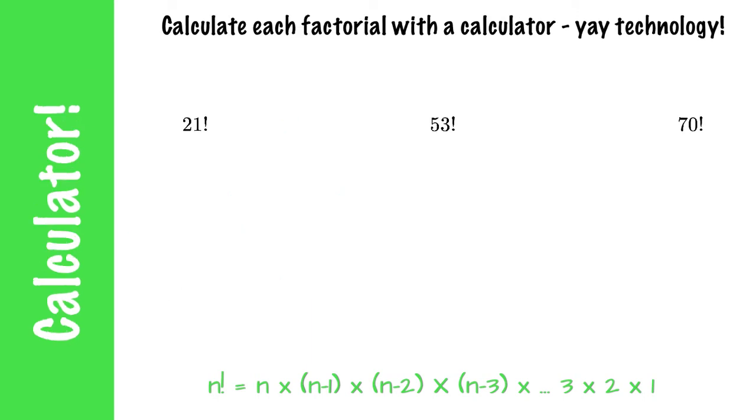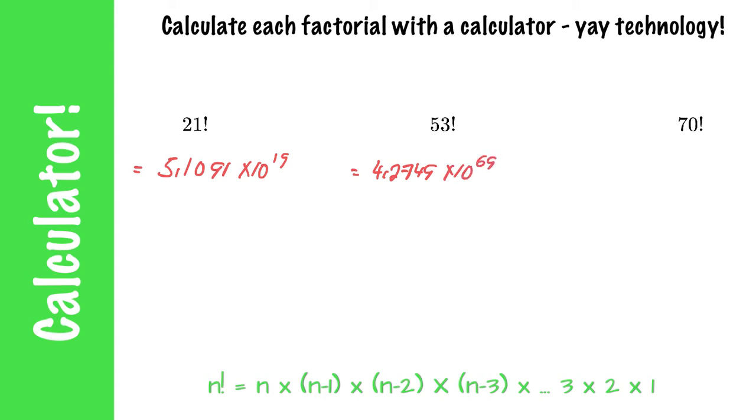And now we have some large factorials, which you will definitely need a calculator for. So 21 factorial becomes 5.1091 times 10 to the 19th. 53 factorial is 4.2749 times 10 to the 69.